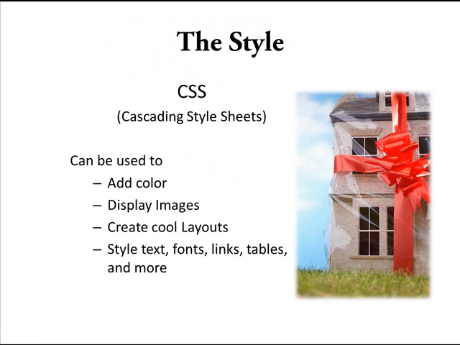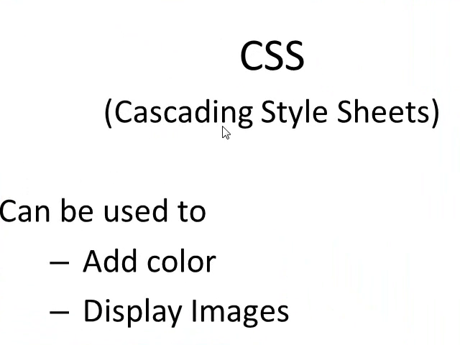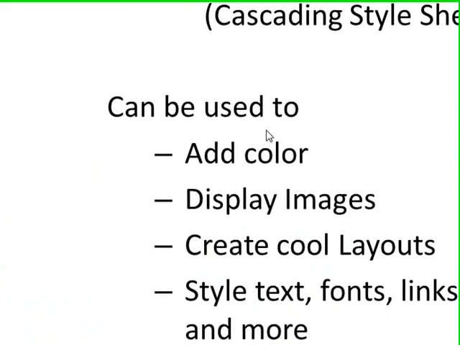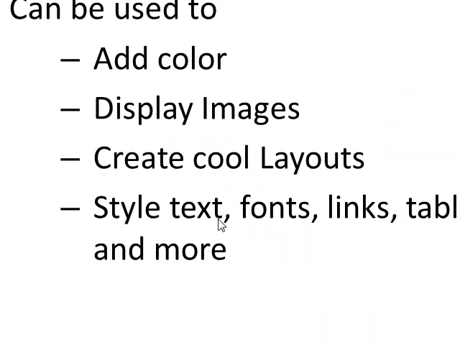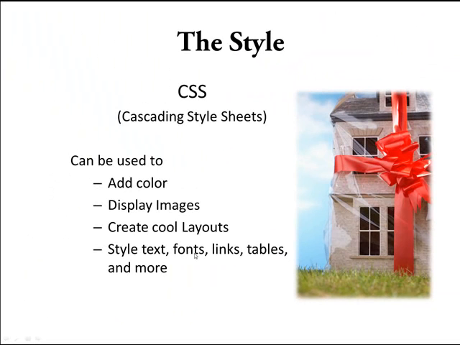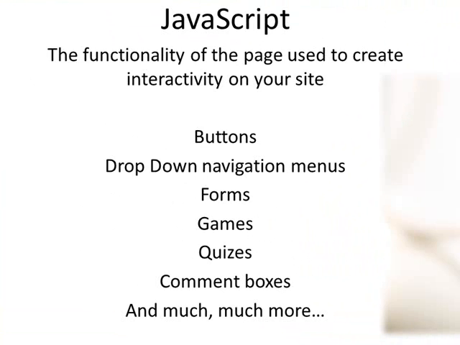Now the style. Wrapping your house in a pretty little bow and making it beautiful. CSS, as I mentioned before, stands for cascading style sheet. And it can be used to add color, display text, create cool layouts, style text, fonts, links, tables, and more. Anything you would like to add to your web page to make it really cool and funky so people can enjoy it a little bit better. It adds the color and the overall style to your foundation.